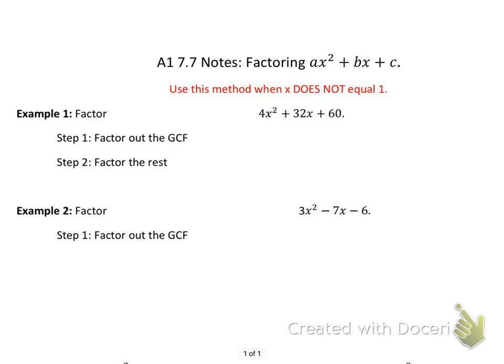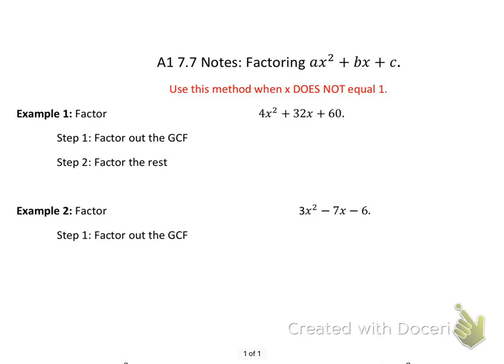Now if a does not equal 1, the first thing you should do is look for a GCF. What is a GCF? A GCF is a greatest common factor. A greatest common factor can be pulled out if there is a common factor in every single term in the function. So for instance, example 1. Example 1 has 4x squared plus 32x plus 60. Well, 4 is in all three terms.